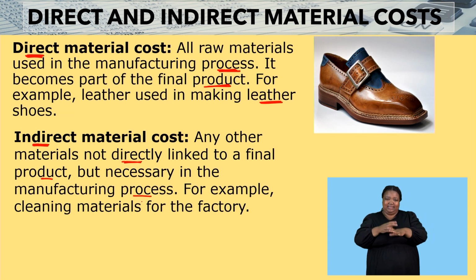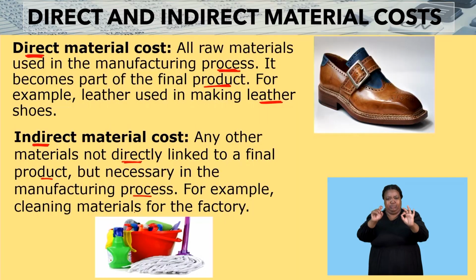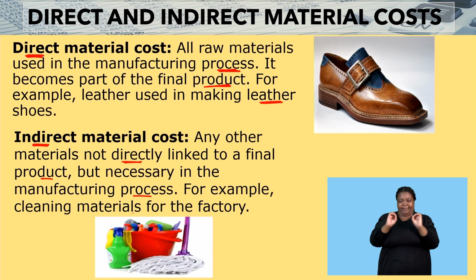For example, cleaning materials. We know that when we are producing shoes, we are producing them in a factory, remember? And the direct material is the leather. But there are indirect materials, such as your cleaning materials. We need the factory to remain clean. So you can see that the cleaning materials are not in the shoe. Are we together? So we call them indirect materials. Any other materials that are not directly linked to a final product, that is what we then call our indirect materials.